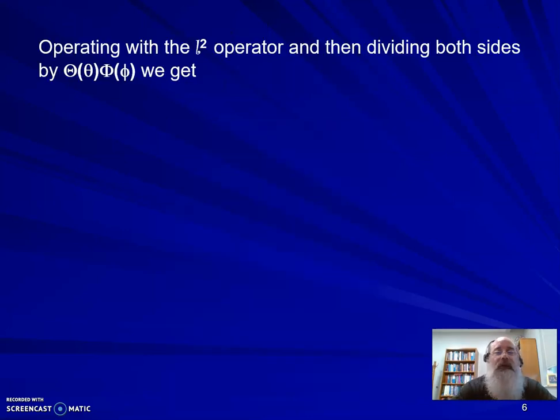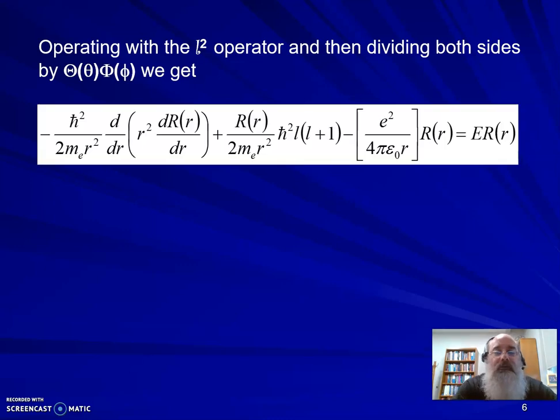All right, so back to our Schrodinger equation. If we operate with that L squared operator and put that L squared eigenvalue in, then we can divide both sides by the angular portion of the wave function, and that all drops out. So we end up now with a very simplified looking version of the Schrodinger equation, where the wave function that's left is only dependent on the R portion of the wave function.